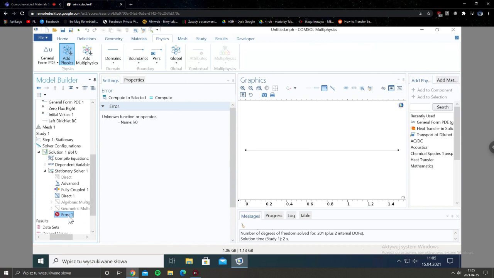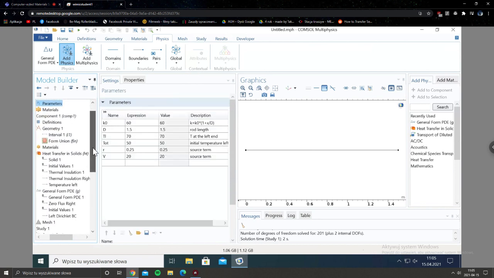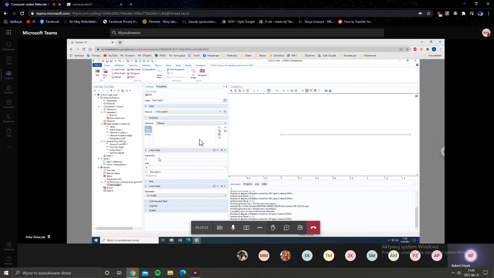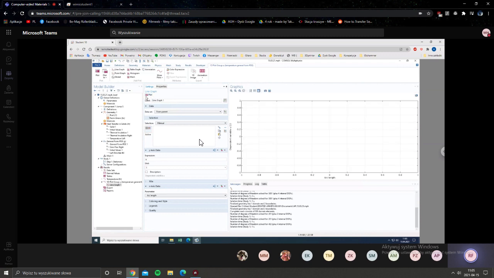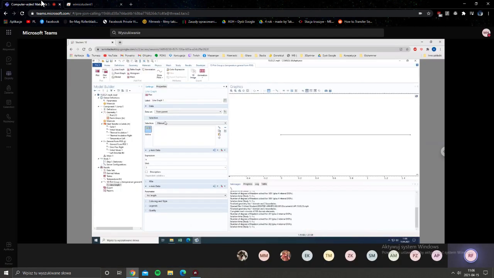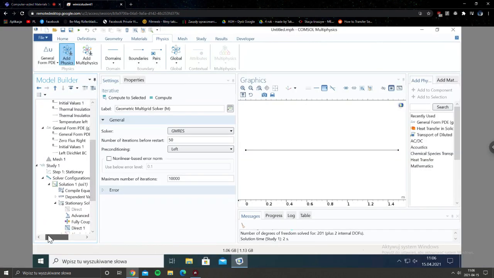Okay, and now right-click to 1D plot group and line graph and change expression to U. All right, and plot it. Oh, sorry, one more thing. In the selection, make it active, and choose the region. So, all right. And now plot.